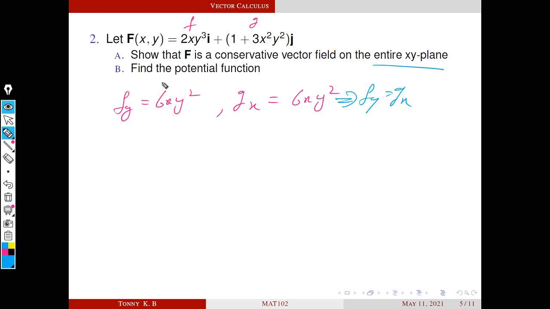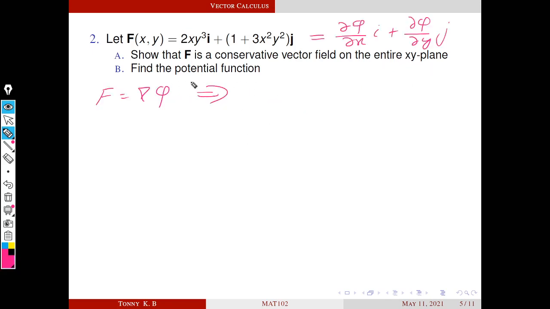Next you have to find the potential function. Since it is conservative, there exists a function phi such that F = ∇phi. We have seen an example in the previous session of how to find this phi. Here ∇phi is ∂phi/∂x i + ∂phi/∂y j in the 2D case. Comparing the coefficients of i and j, we get ∂phi/∂x = 2xy^3 and ∂phi/∂y = 1 + 3x^2y^2.